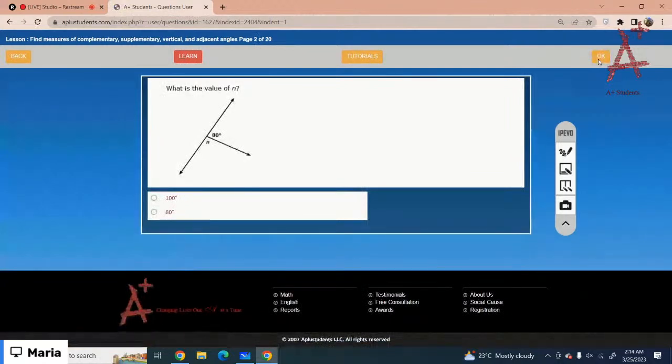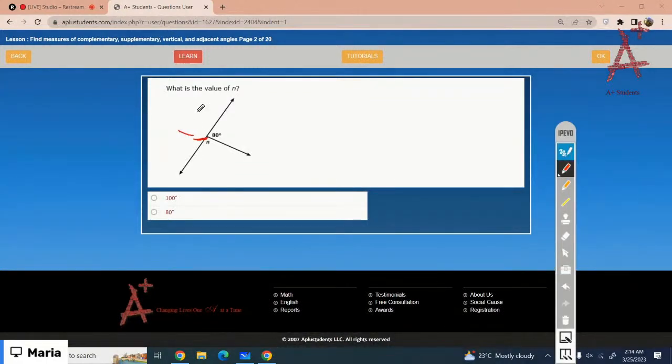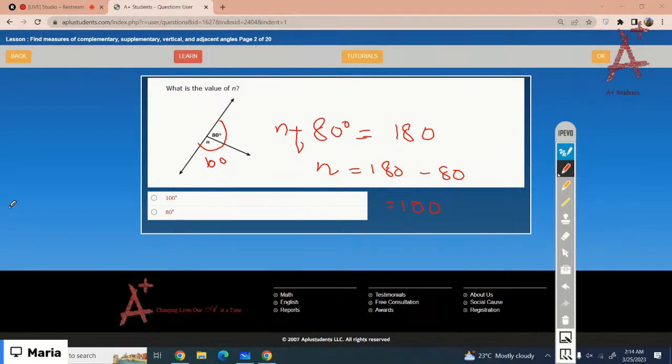Okay, what is the value of N? So we know that the angles on a straight line are supplementary angles, so the sum of angle N plus 80 degrees equals 180. Got it? So move 80 to the other side, it would be N equals 180 minus 80, and 180 minus 80 equals 100. That means this one is 100 degrees. Got it? So it would be 100. Got it?